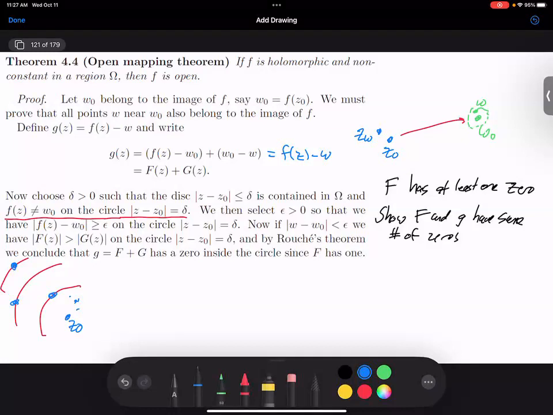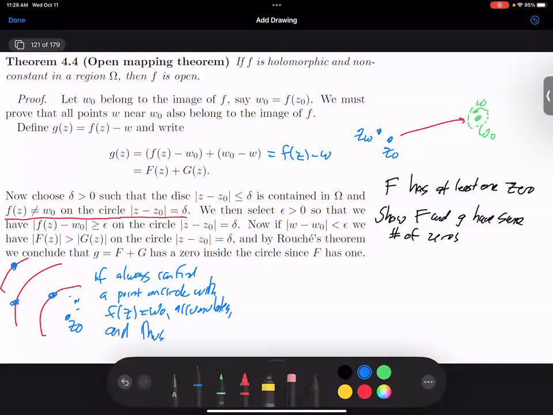Z naught, which makes sense because Z naught is W naught. But we would have to have a sequence that accumulates. And if it accumulates, if we always can find a point on a circle with f of z equals W naught, it accumulates. And thus, f is what? Constant.